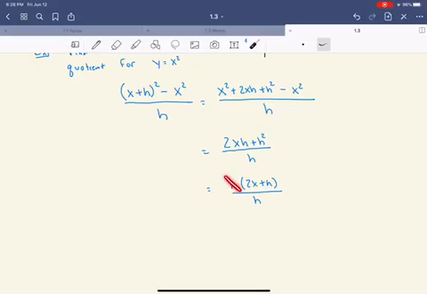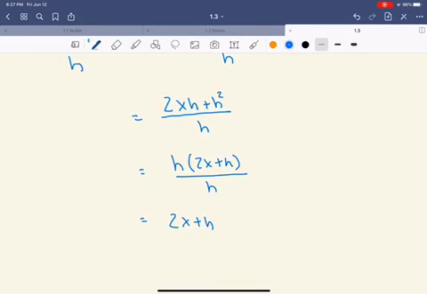Now, these h's are going to cancel. So we're going to be left with 2x plus h. Okay, and we don't worry about h being equal to 0. We don't worry about that just yet.